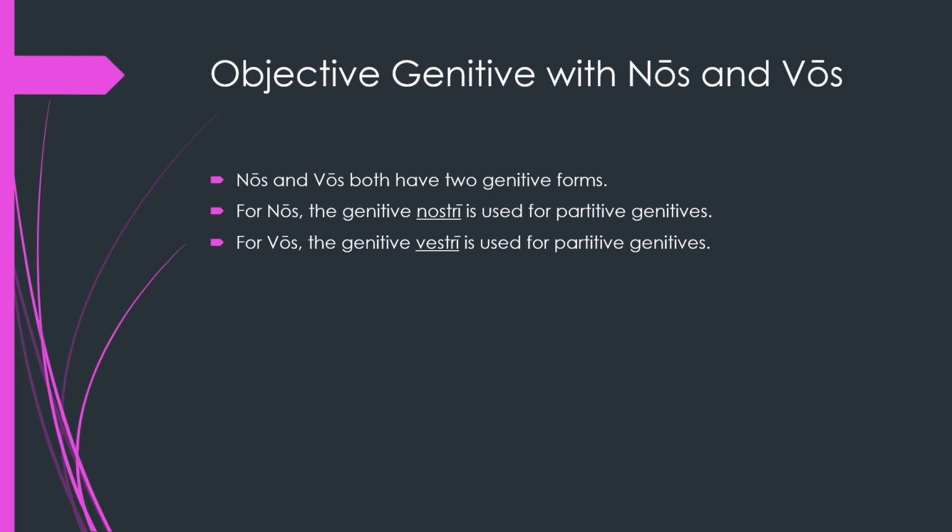It will make identifying what type of genitive you're working with very easy. And it'll also be important if you're going to be trying to create Latin sentences of your own. So now that you have a better idea of the objective and the partitive genitive, let's get out there and do some Latin.